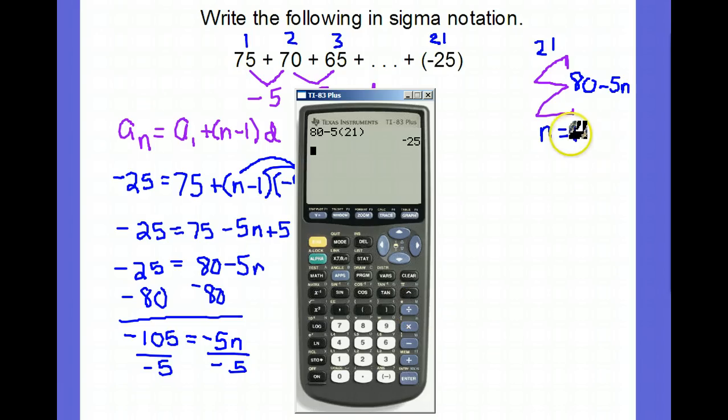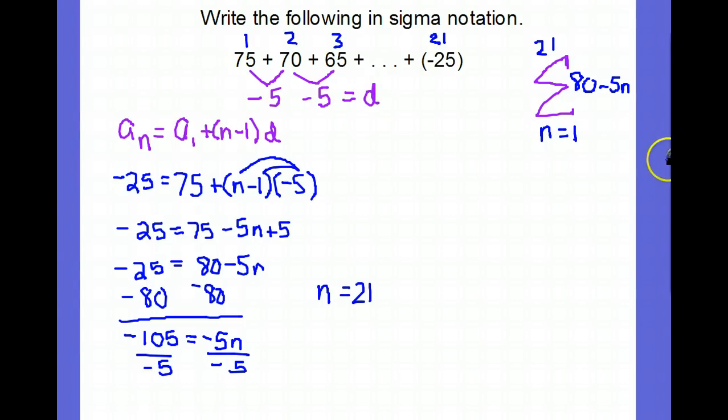And just real quickly, so that I can show you, we could start with n equals 1. If I plug 1 into this formula, 80 minus 5 times 1, 80 minus 5 is 75. So we know we can go ahead and start with the number 1. And so there you go. We just wrote an arithmetic series in sigma notation.